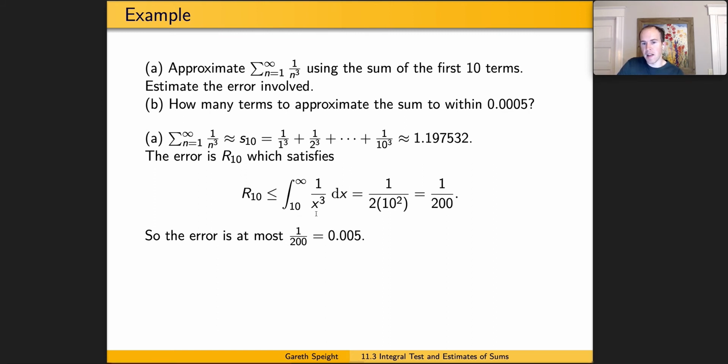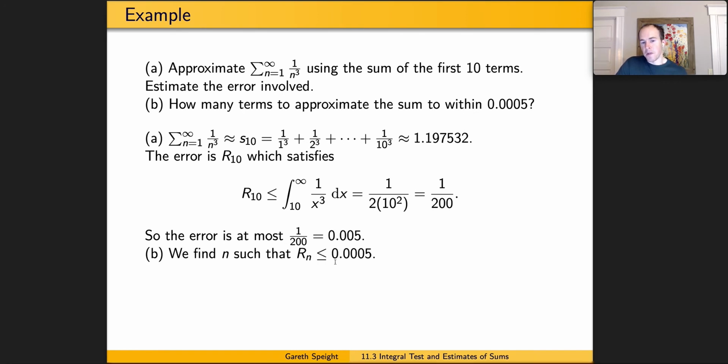We find the antiderivative, plug in t, plug in 10, subtract them, let t go to infinity. We will get in the end 1 over 200, which is 0.005. So if we use 10 terms, we get this estimate, and the error is at most 0.005. That's a pretty good estimate, so we wouldn't be disappointed with that. Okay, going on to B, how to make the sum to within 0.0005, so another decimal place.